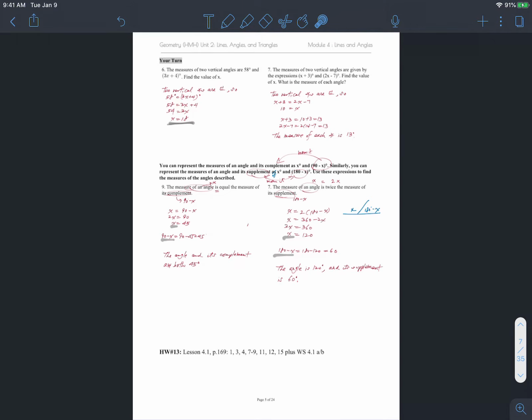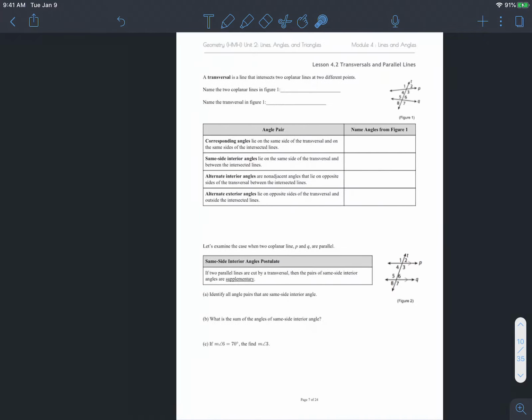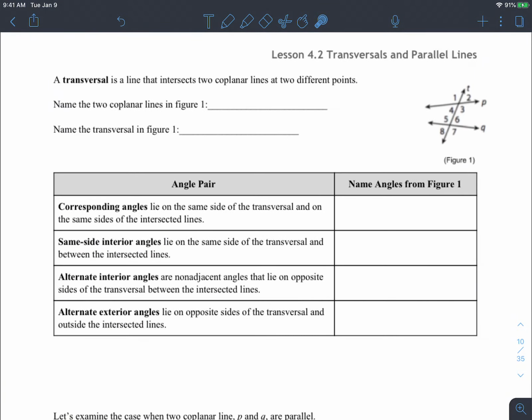Actually, this book doesn't call it a section, but these lessons are very, very small, so this will be equal to a section, right? So we're going to be talking about, we talked about the vertical angles and how to find the angles, right? So that we can talk about this right here: transversals and parallel lines. Here we go. You guys ready?